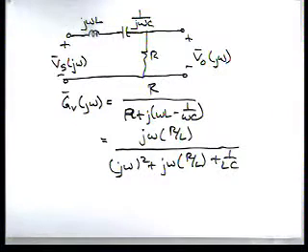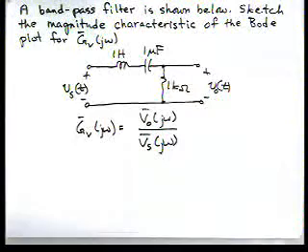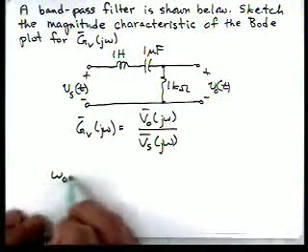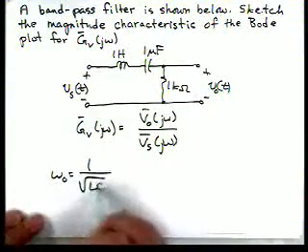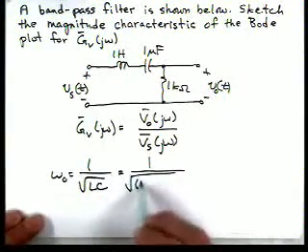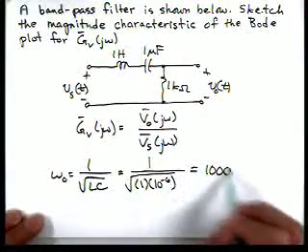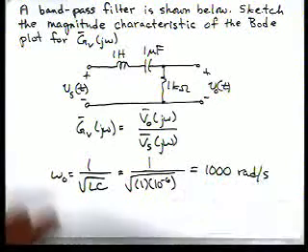So a couple things we need. First is the resonant frequency. If we look back at our circuit here, the resonant frequency is 1 over the square root of LC. So we have 1 over the square root of 1 times 10 to the minus 6. So our resonant frequency is 1,000 radians per second.